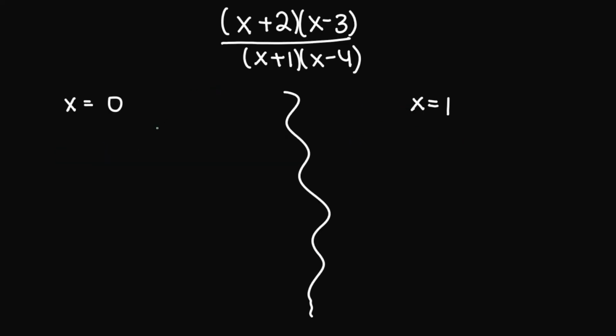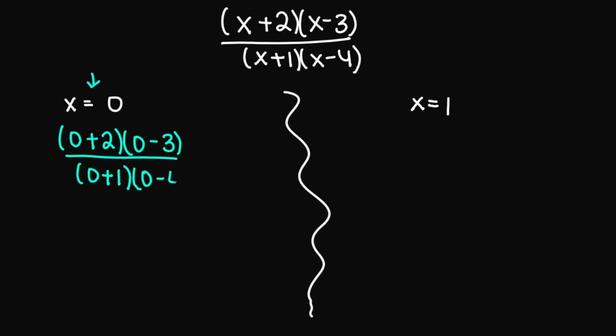So let's look at this expression here. Let's say x equals 0. Wherever there's an x, I'm going to add my 0. So we have 0 plus 2 times 0 minus 3 in my numerator. My denominator, we have 0 plus 1 times 0 minus 4.